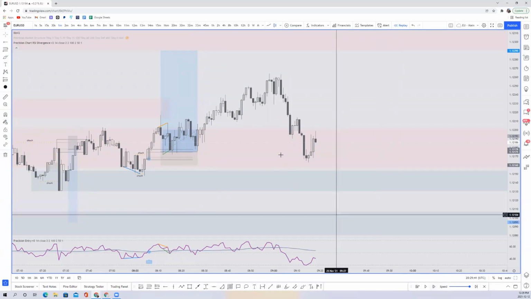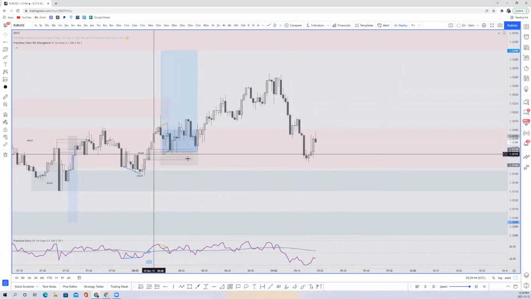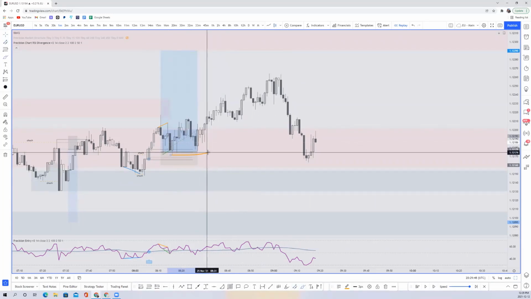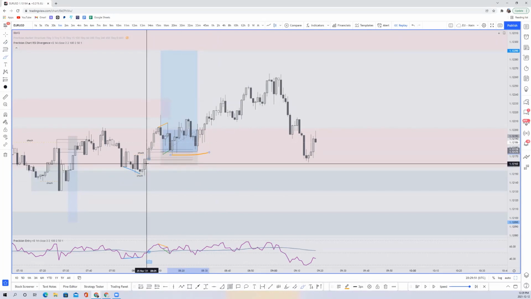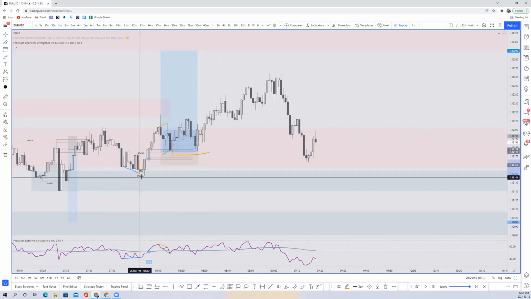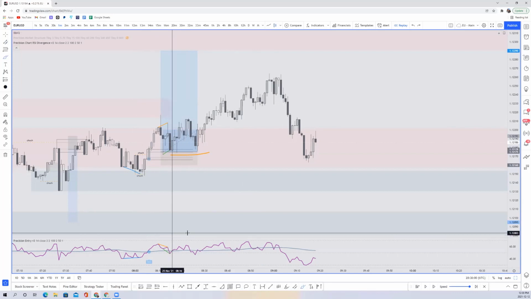Definitely not. And what happened here is we ended up grabbing this sort of inducement, and it didn't actually even tap the POI below. What it ended up doing is tapping the 2-minute POI, which happened. So had you had an order on the bottom, you wouldn't have got tagged anyway, especially if you account for spread.